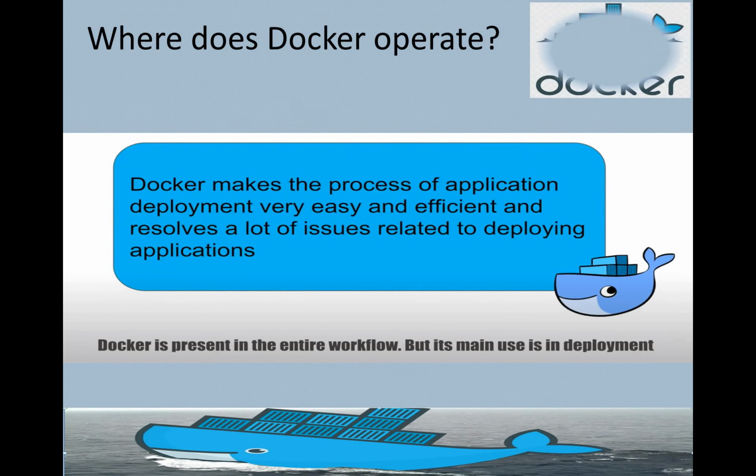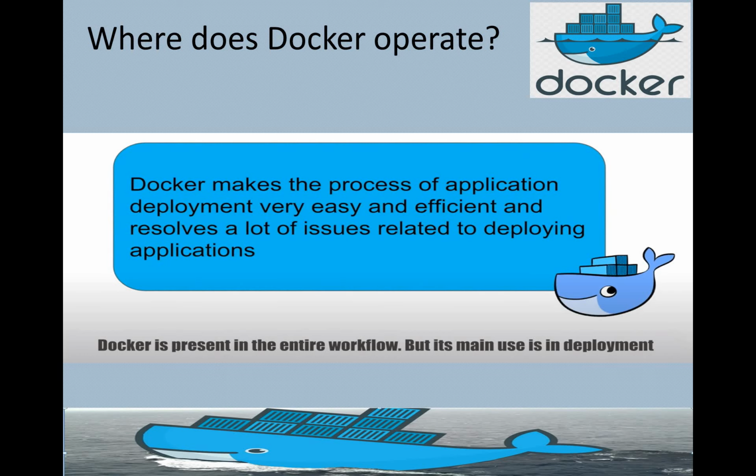Now coming to where Docker operates, another part is that Docker makes the process of application deployment very easy and efficient, and resolves a lot of issues related to deploying applications. So as we discussed, three problems: shifting from one machine to another machine, shifting from one environment to another environment, and when deploying it to the customer environment, then we saw lots of problems, and those kinds of problems can be resolved with the help of Docker.